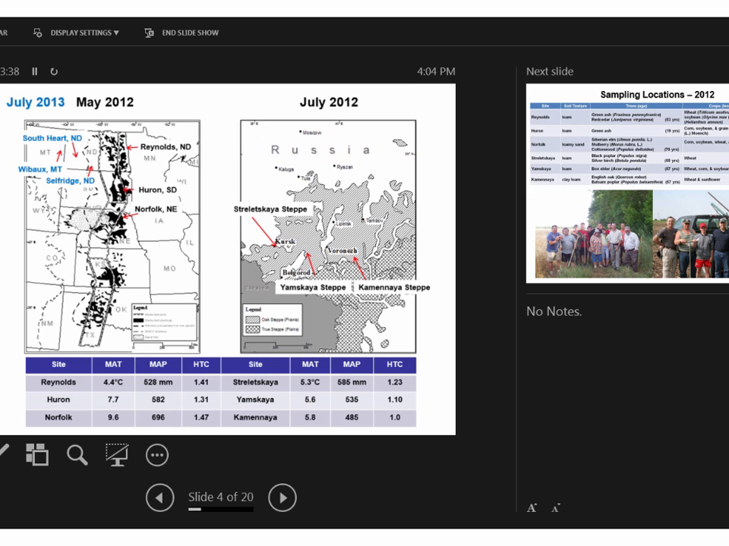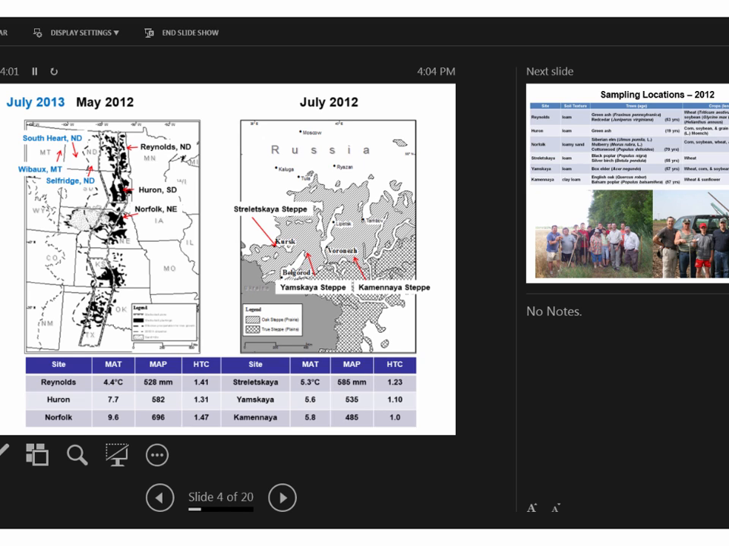Here's that shelterbelt zone. So I mentioned earlier today that this actually is a Prairie States Forestry Project shelterbelt that we sampled. We also had a planting in Huron, South Dakota, and Reynolds, Nebraska. The three sites that I'll talk about in Russia today are from Kamennaya Steppe, Yamskaya Steppe, and Streletskaya Steppe.